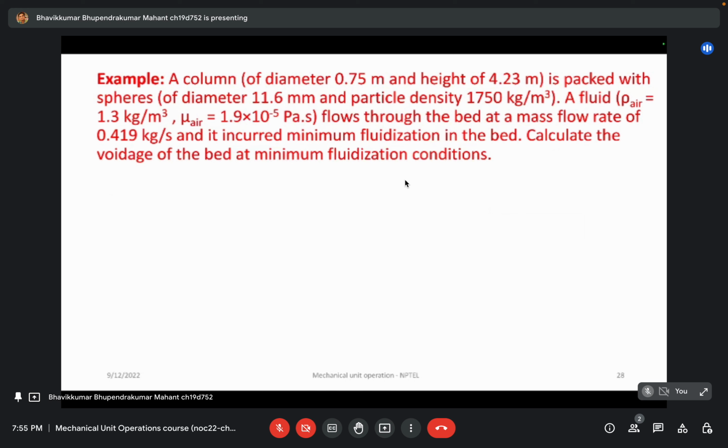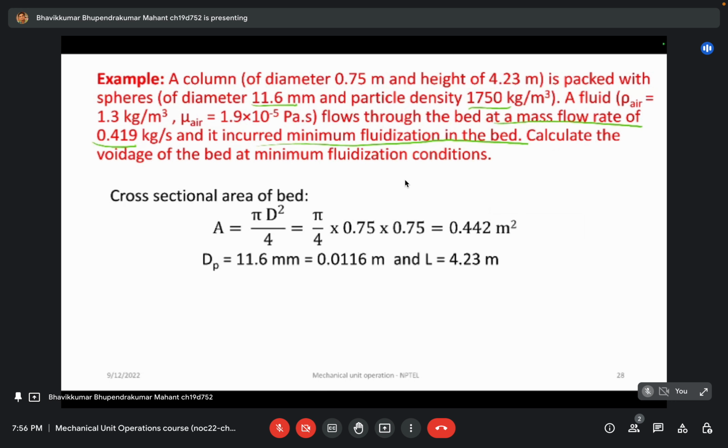Okay, there is one more example. A column of diameter 0.75 meter and height of 4.23 meter is packed with spheres of diameter 11.6 millimeter and particle density 1750 kilogram per meter cube. A fluid, which is air, which has density 1.3 kilogram per meter cube and viscosity 1.9 into 10 to the power minus 5 pascal second, flows to a bed at a mass flow rate of 0.419 kilogram per second, and it incurred minimum fluidization in the bed. Calculate the voidage at the minimum fluidization condition.